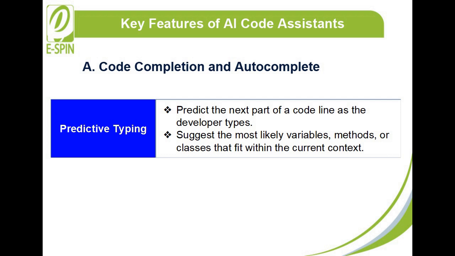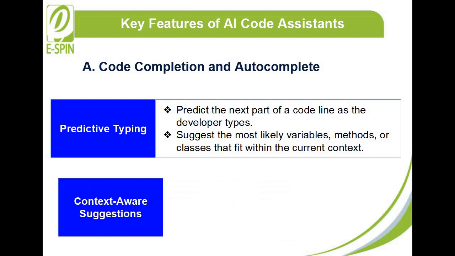as the developer types. This feature significantly reduces the number of keystrokes required, allowing developers to write code more quickly and efficiently. By analyzing the patterns in the code, these assistants can suggest the most likely variables, methods, or classes that fit within the current context. This not only speeds up the coding process but also minimizes the chances of syntax errors.